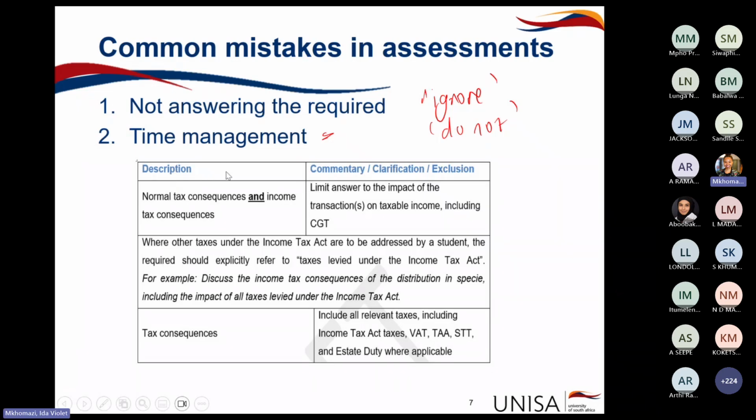But before I get to time management, I also wanted to speak about the tax terminology that some students tend to overlook, or sometimes don't understand. Some students confuse tax terminology, and as a result, they end up answering what was not required. So remember that there's a difference when we mention or refer to tax implications versus income tax or normal tax. This particular picture, I actually took from the SAICA exams guidance.